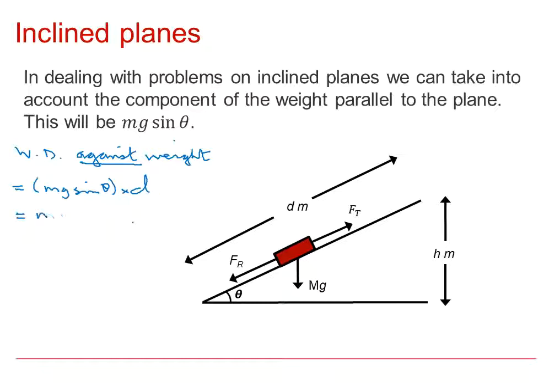If we expand this bracket, we get mg d sine theta, and by looking at the trigonometry of the diagram we can see that d sine theta is indeed the height. So you can either deal with the mg sine theta and look at the distance it travels, or you can do work done against the weight is the gain in potential energy. So that's the gain in potential energy.